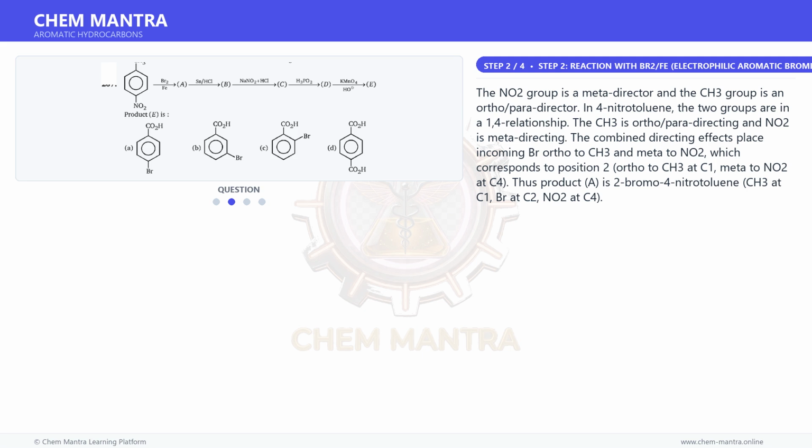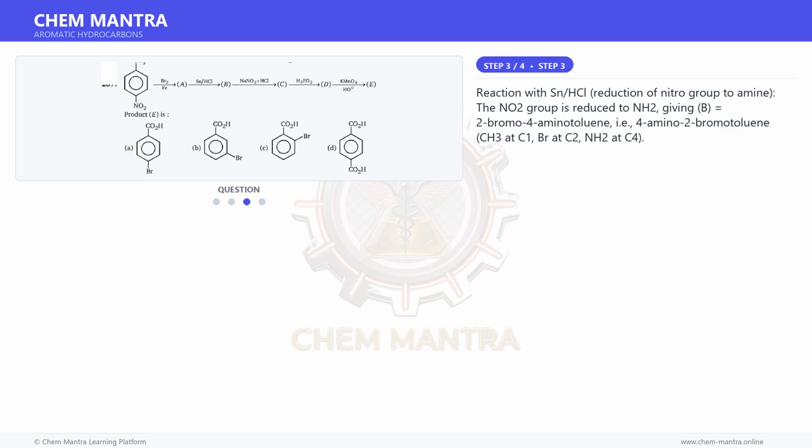The combined directing effects place incoming Br ortho to CH3 and meta to NO2, which corresponds to position 2, ortho to CH3 at C1, meta to NO2 at C4. Thus product A is 2-bromo-4-nitrotoluene, CH3 at C1, Br at C2, NO2 at C4.